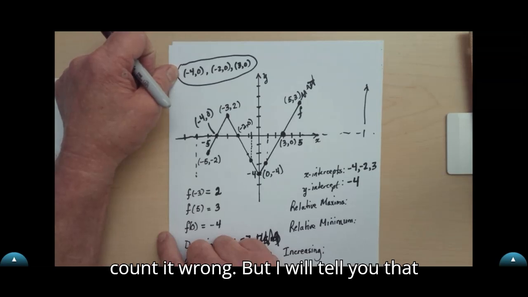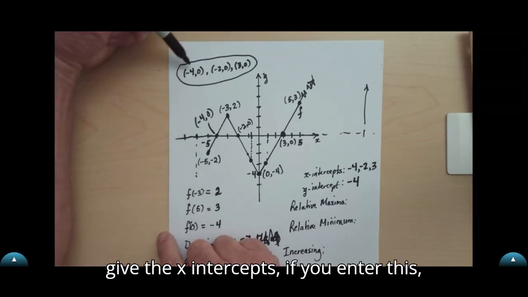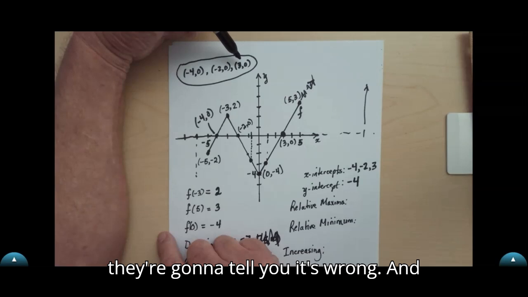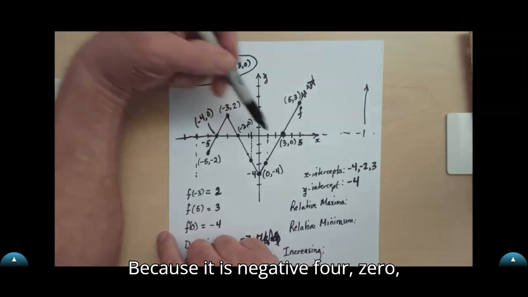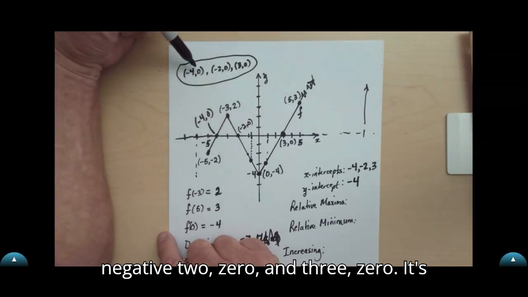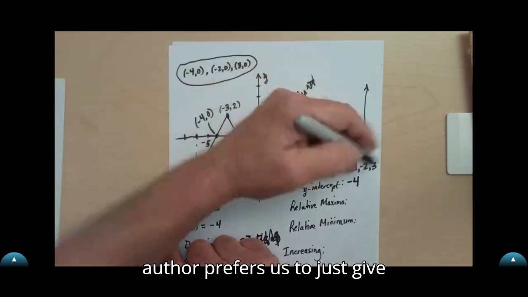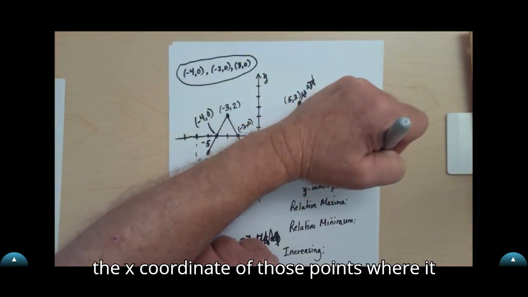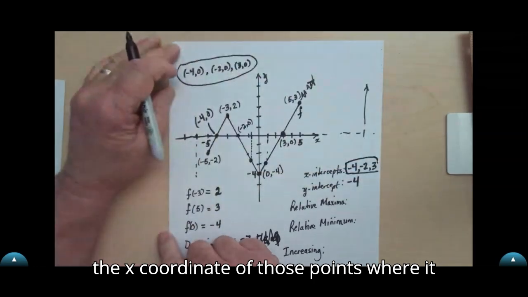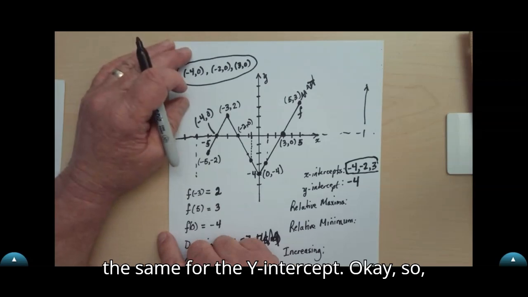But I will tell you that in the homework, when they ask you to give the x-intercepts, if you enter this, they're going to tell you it's wrong. And you're going to say, well, why is that wrong? Because it is (-4, 0), (-2, 0), and (3, 0). It's wrong because that's not what the computer's looking for, because this author prefers us to just give the x-coordinate of those points where it hits the x-axis. Everybody with me? And the same for the y-intercept.